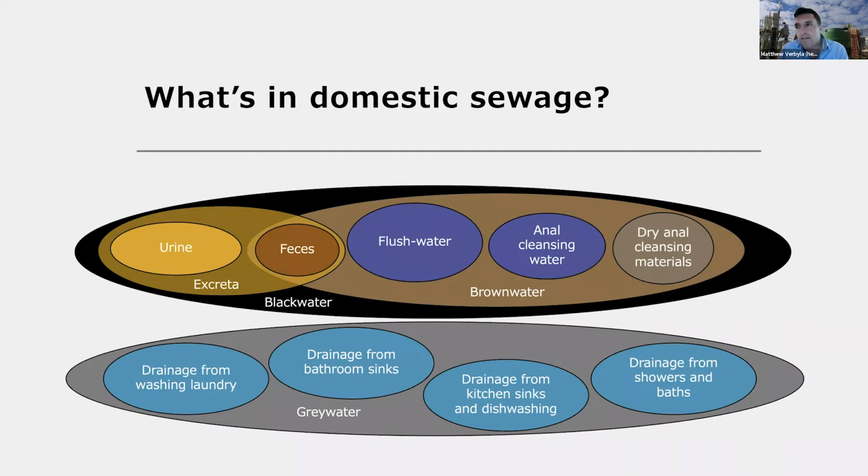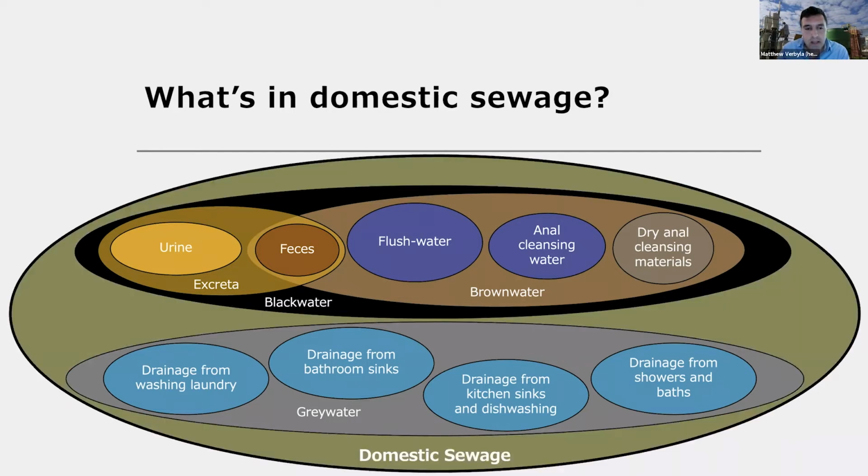And it's important to distinguish gray water from black water because the two sources of wastewater are very different. Gray water is much lower in contaminants typically than black water, and it's also much higher in volume. But in some places, these two are collected together, like in the case of San Diego and most of the United States, and we would refer to this as domestic sewage.